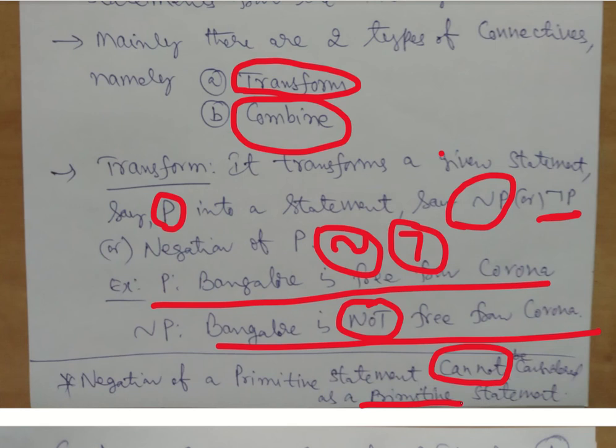Thereby, whenever you use a connective, you should be very careful that the statement cannot be called a primitive statement. You should always call it a compound statement. That is the normal name we use for a transformed statement or a combined statement. Since negation is a connective, any form of expression that comes out of negation, which is transformed here, cannot be considered a primitive statement.